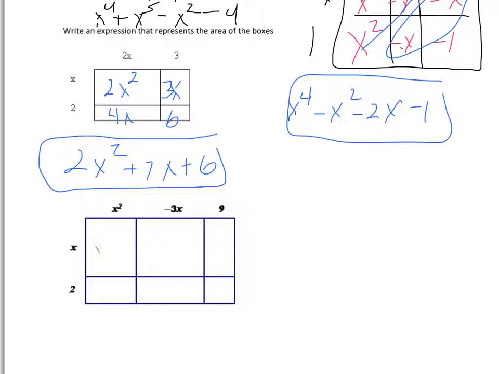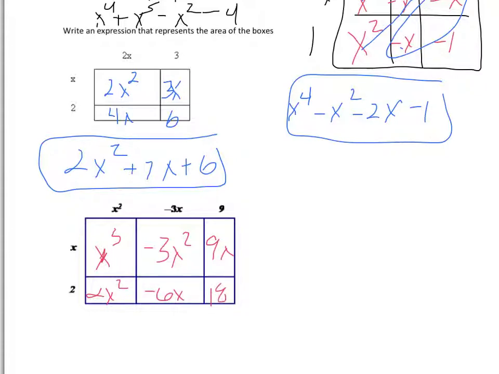X times x squared, that's an x cubed, so that could be the area, the length times the width of this. Negative 3x times x, negative 3x squared. X times 9, that's 9x. Moving down, our 2 times x squared is 2x squared. 2 times negative 3, negative 6x. And 2 times 9, 18.